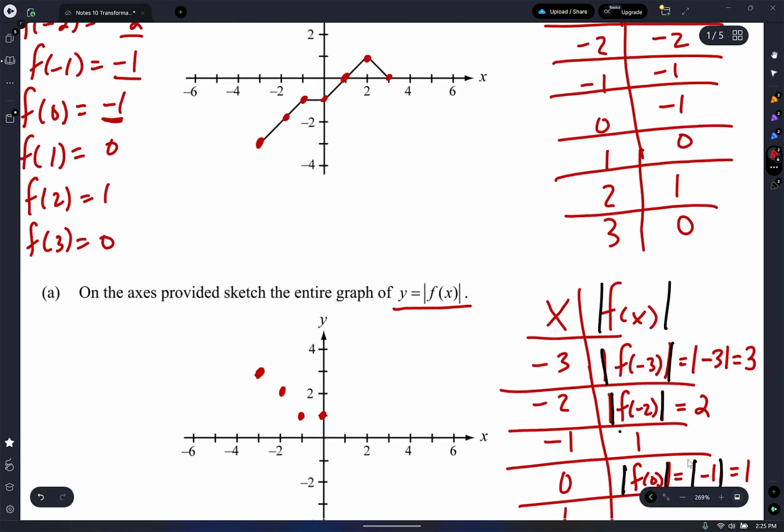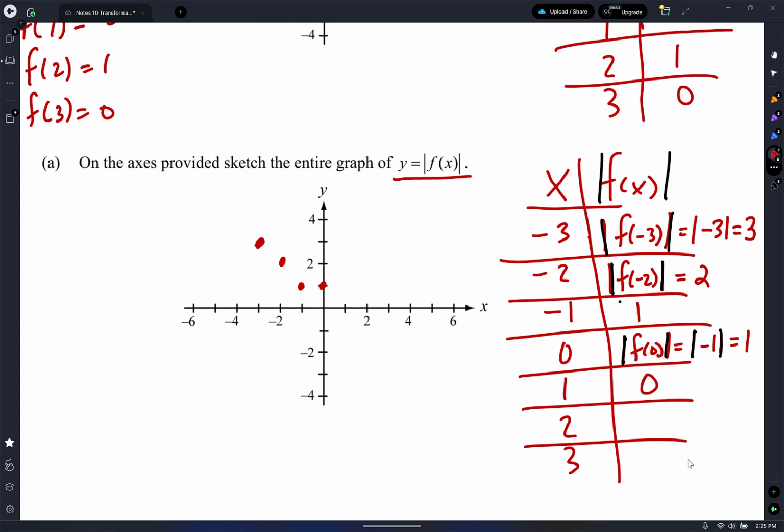At 1, f of 1 is 0, and that's just 0 no matter what. At 2, absolute value of 1 is already 1, so just keep it like that. And at 3, it's back to 0. So plot those points, 1, 0, 2, 1, 3, 0. And it looks like this.